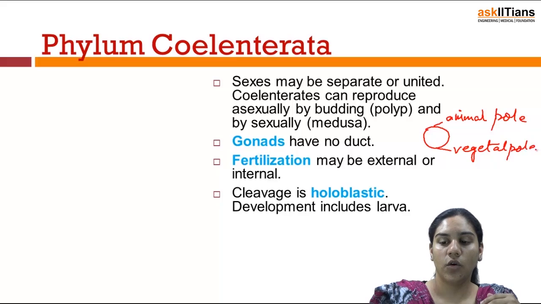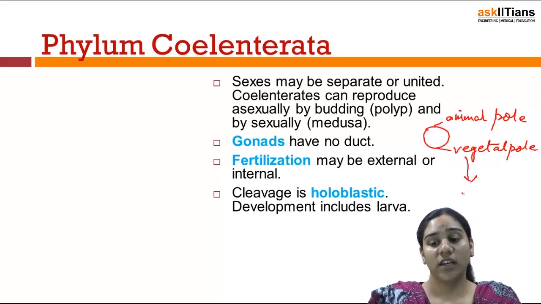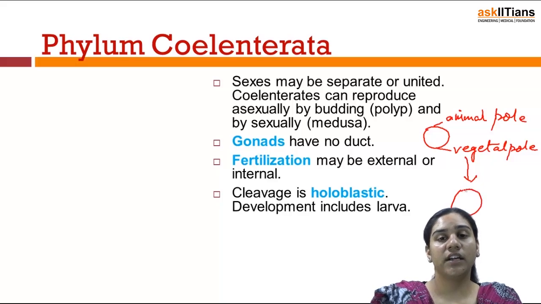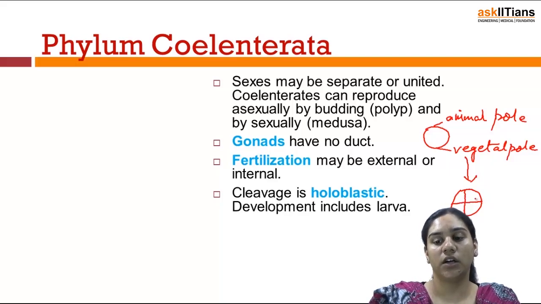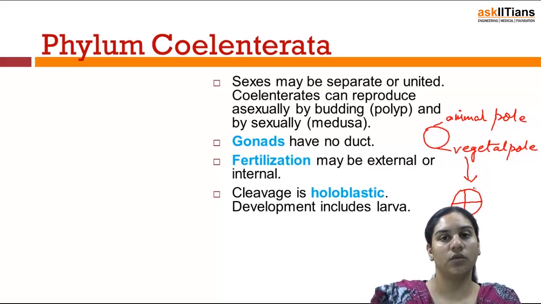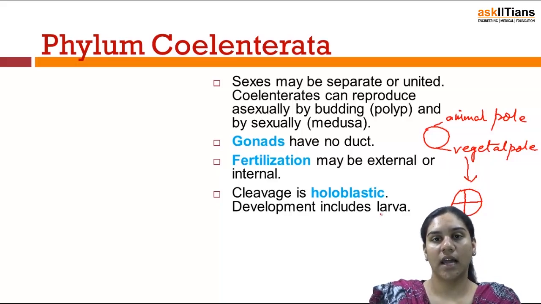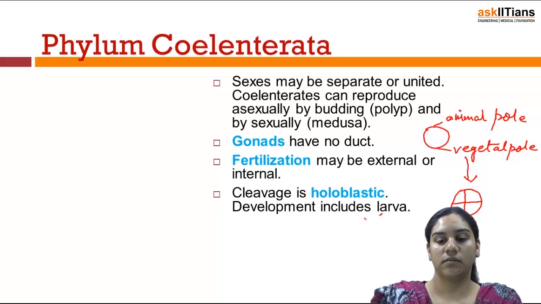So, in holoblastic cleavage, what happens is that first cleavage always occurs along the animal pole and the vegetal pole axis, and the second cleavage is always perpendicular to the first cleavage. So, this is known as the holoblastic cleavage. Development in these organisms includes a larval stage, and the larva of these organisms is known as the planula larva.